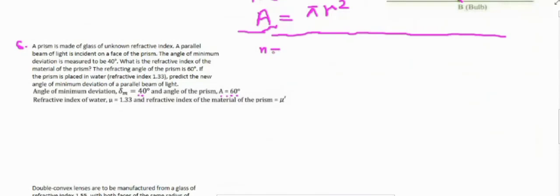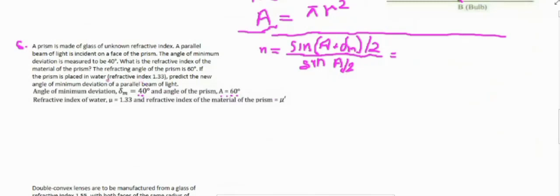n is equal to, the formula, sine of A plus delta M by 2, divided by sine A by 2. Okay, now the second part of the question. So we can find the value of n here. Then come to the second part.